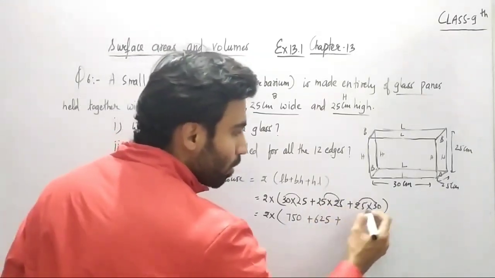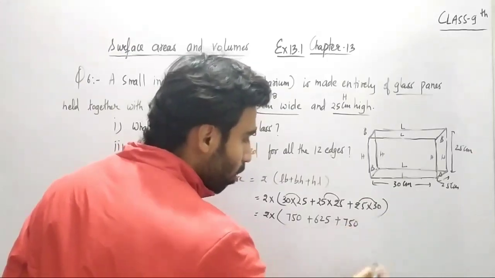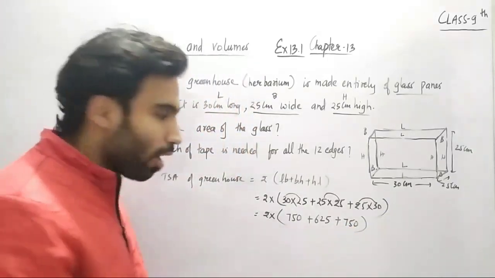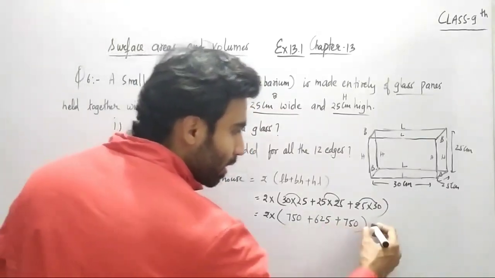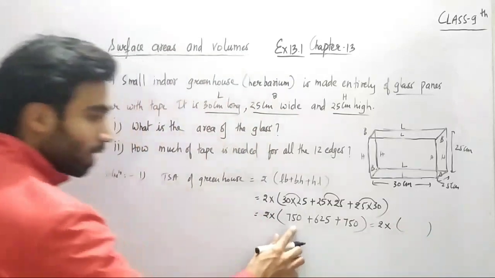Now 25 into 3, that is 75, and a 0, so that will be again 750. Now simply you have to add them, then multiply by 2. So यहाँ पे सबसे पहले इनको add करते हैं. So what it will be is, you can see, let me just add them.